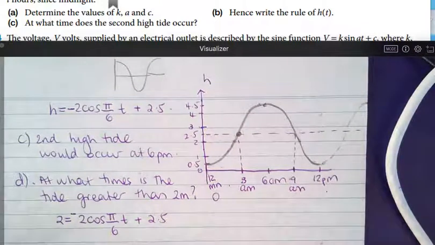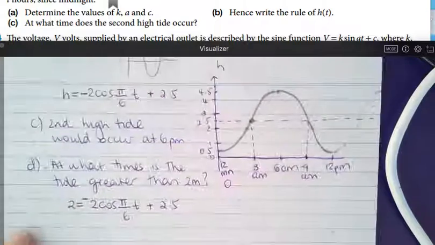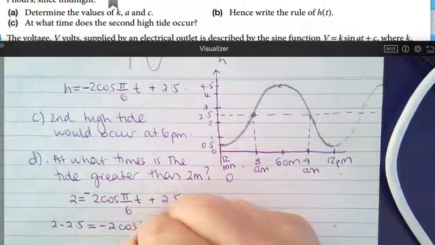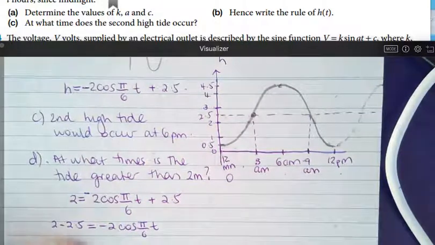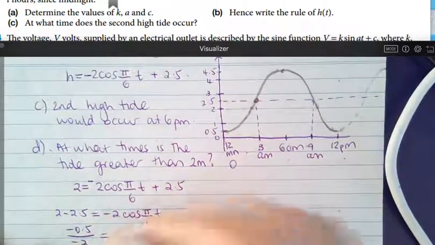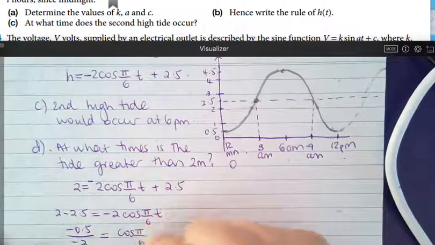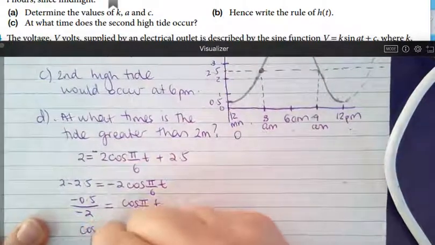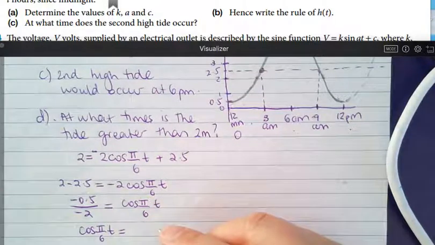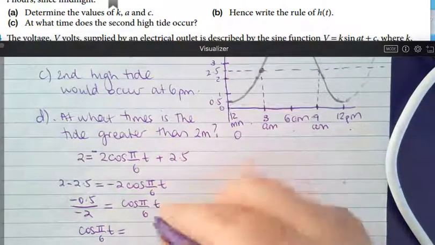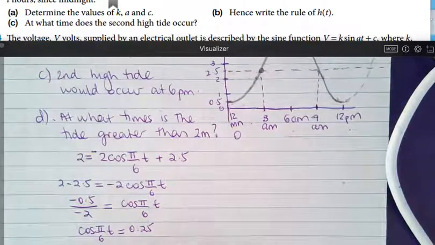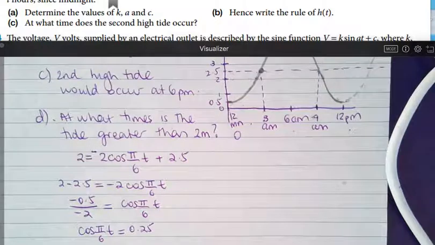All right, let's start solving. Take the 2.5 over. What do you get? 2 minus 2.5 is negative 2 cos pi on 6t. What's 2 minus 2.5? Negative a half. Divided by negative 2 is cos of pi on 6 t. So cos of pi on 6t is what's a half on 2? A half divided by 2? A quarter. Of course it is. Splitting a half into 2's. So that's all we're solving: cos of pi 6t equals a quarter.